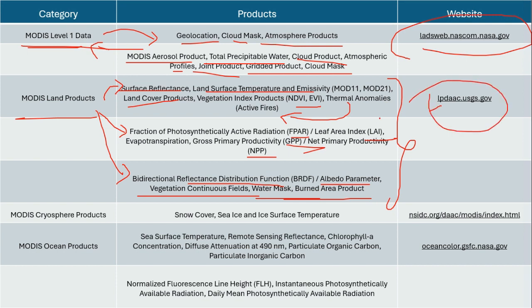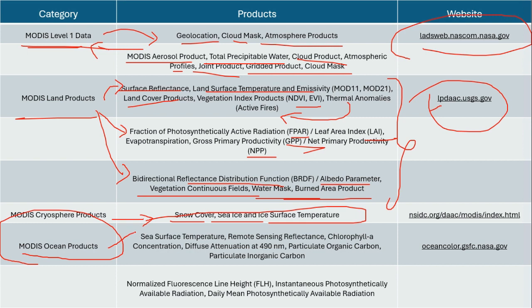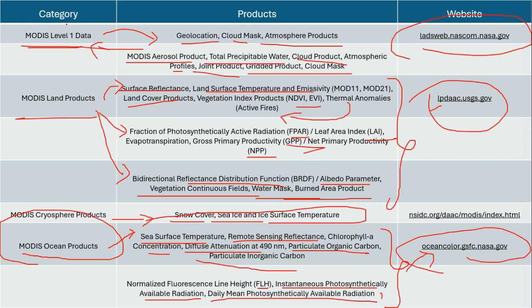These are all freely available data sets. Then we also have MODIS cryosphere products. Under the cryosphere product, you will get snow cover, sea ice and ice surface temperature data sets. Then there are MODIS ocean products. Under the ocean product, you will get sea surface temperature, remote sensing reflectance, chlorophyll-a concentration, diffuse attenuation, particulate organic carbon data, particulate inorganic carbon data, and we also have FLH data, instantaneous photosynthetically available radiation data, and daily mean photosynthetically available radiation data. We will get all these ocean products from the Ocean Color website from NASA. So MODIS has different kinds of derived raster products which you can get free from these websites.